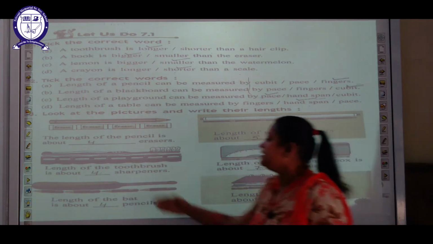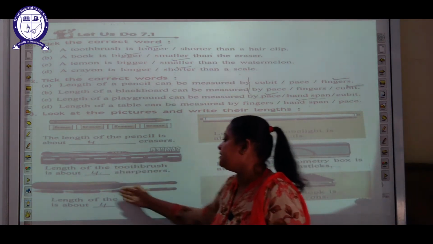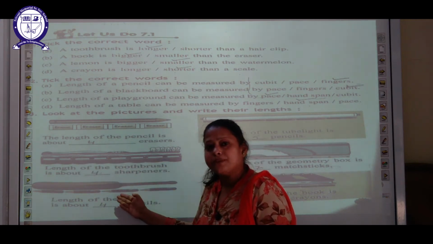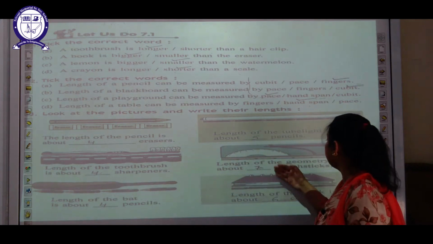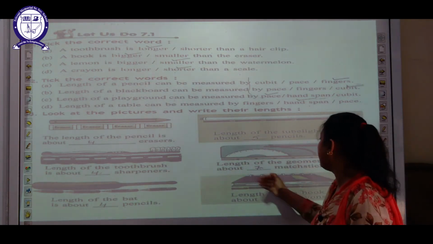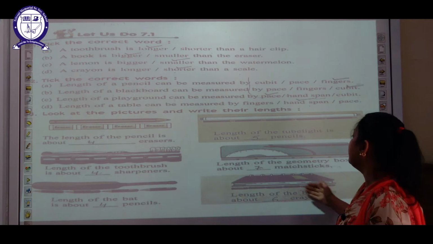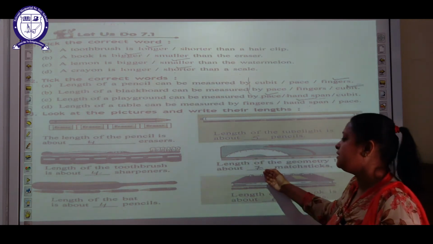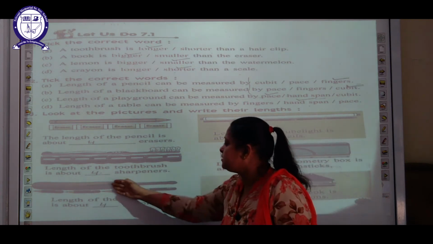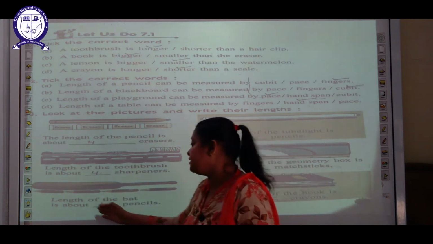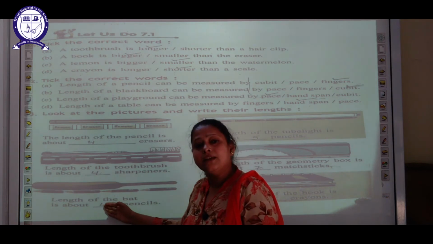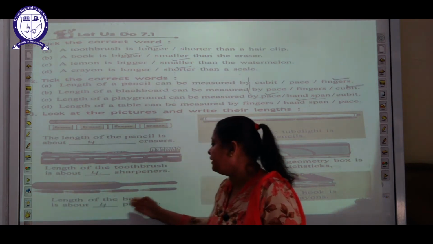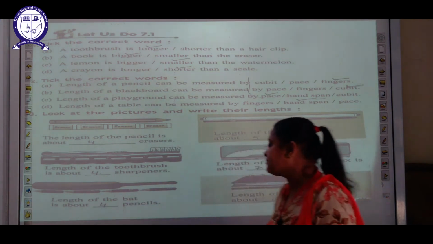5 pencils. The length of the toothbrush is about dash sharpeners. 1, 2, 3, 4 sharpeners. And the length of the geometry box is about dash matchsticks. When you count the matchsticks, you will get the answer, students. 7. The length of the bat is about how many pencils? You will count the pencils. 1, 2, 3, 4. 4 pencils.